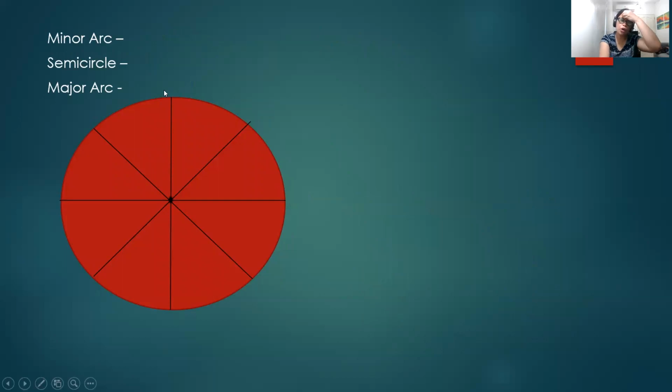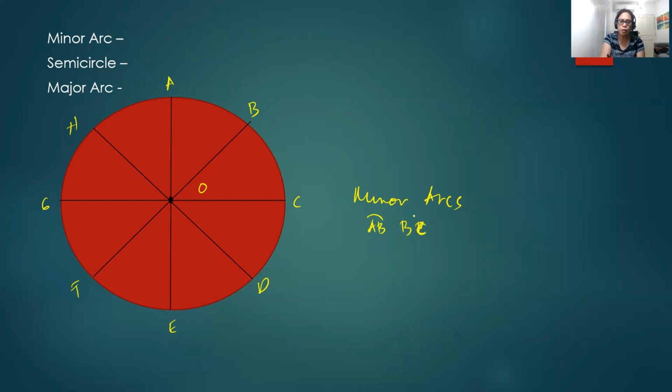Now we have minor arc, semicircle, and major arc. So if these are points A, B, C, D, E, F, G, H, and let's name this again circle O. So minor arcs, guys, to name some in circle O, we have arc AB, arc BC, we have arc CE, we also have arc HF, one more, we have arc FD.